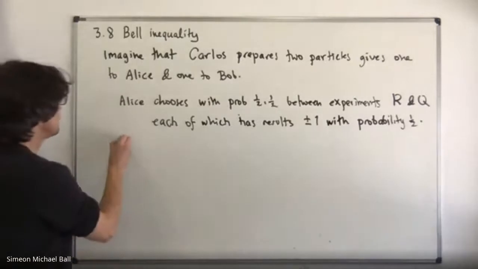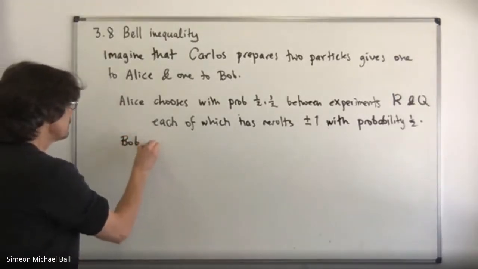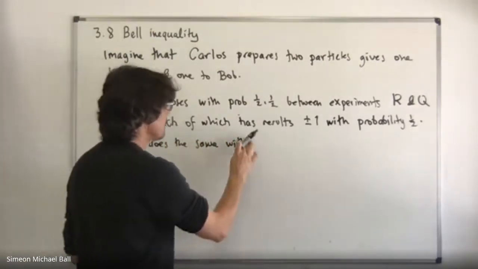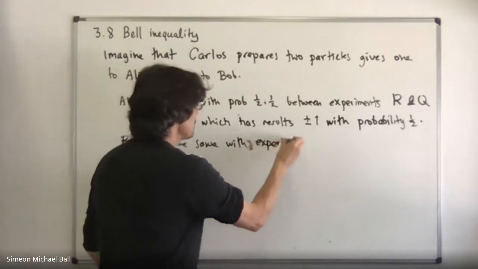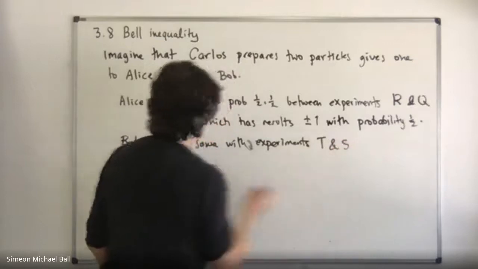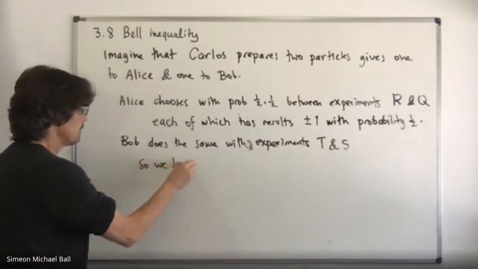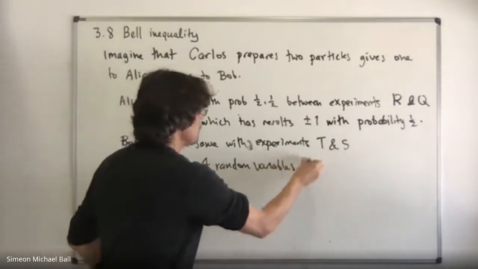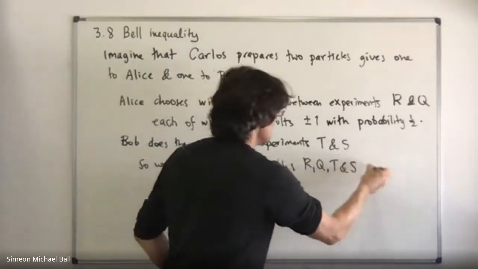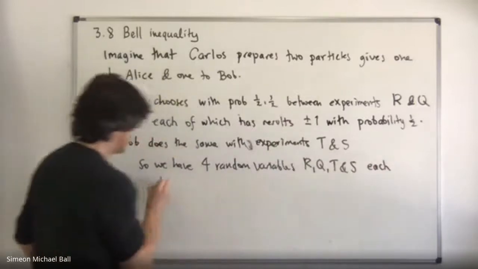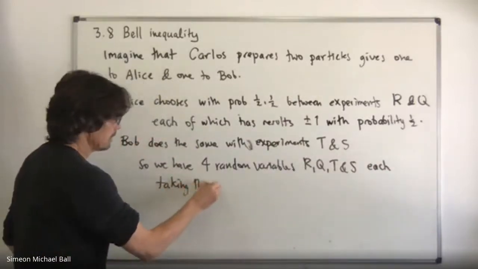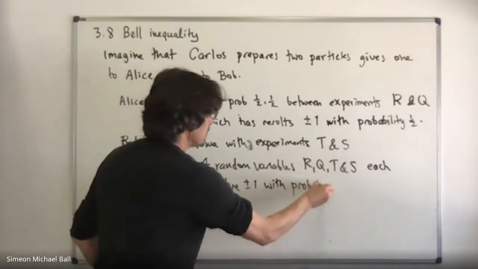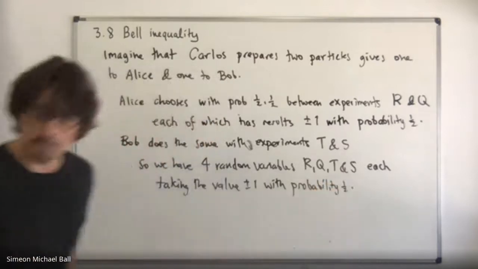And suppose Bob does the same, but with experiments T and S. So we have four random variables, R, Q, T, and S, each taking the value plus or minus 1, with probability 1/2.